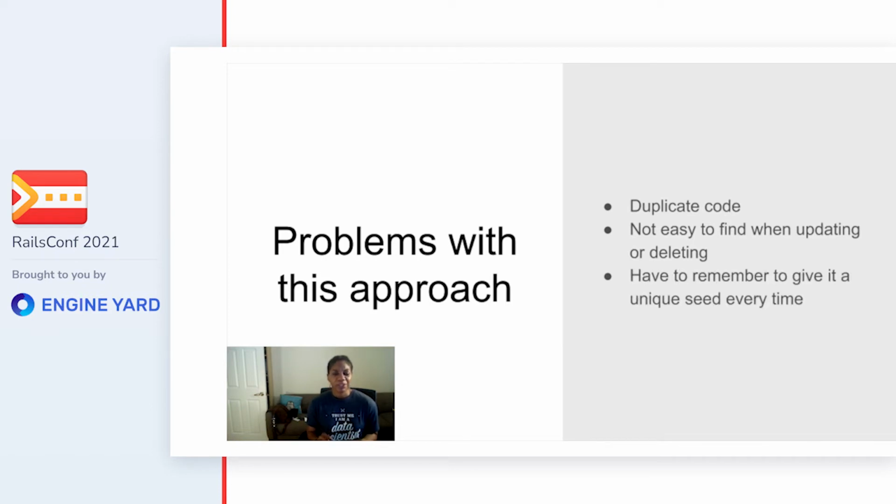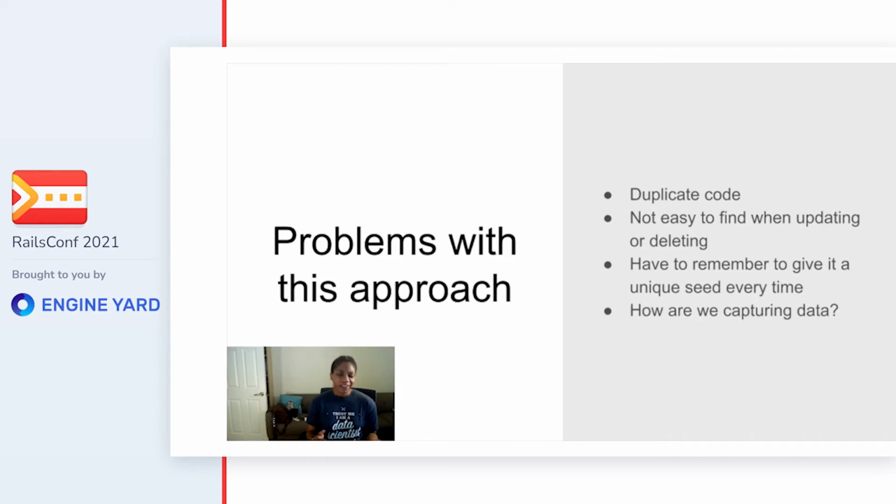Also, you have to remember to give it a unique seed every time you add a new A/B test. If any of your A/B tests have the same seed, you're essentially colliding your tests, and you can't guarantee that your data means anything. Also, how are we even capturing data? Yeah, you can run through each user and see what bucket they fit into, but you have no guarantee that the user even saw any of those 3 pages.